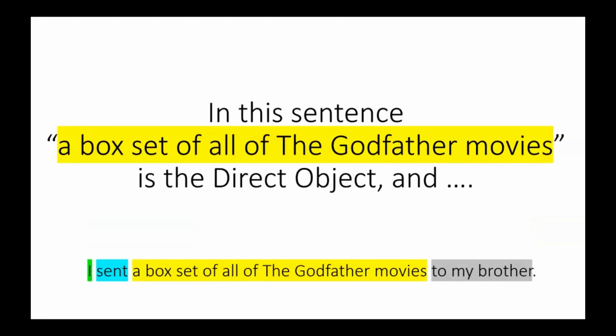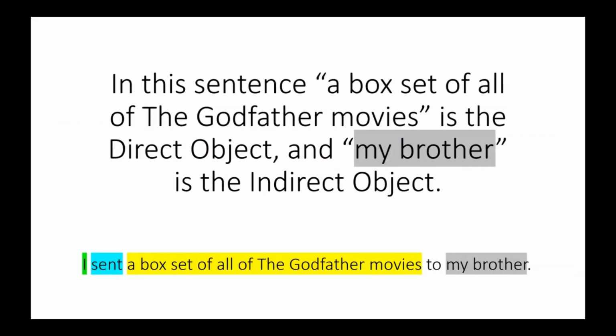Here, I sent a box set of all of the Godfather movies to my brother. What's the direct object? That whole phrase, a box set of all of the Godfather movies. Our verb is sent, right? So our object comes right after the verb. To my brother, or my brother, is an indirect object. My brother is the indirect object because my brother receives the box set. The box set is the direct object. My brother is the indirect object.